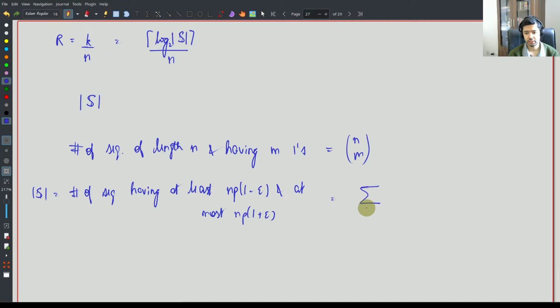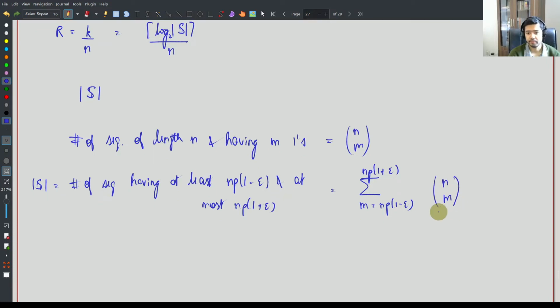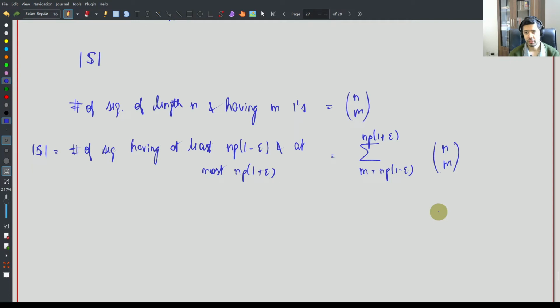So it is the summation, right? So m going from np(1 - epsilon) to np(1 + epsilon) of n choose m, right? Okay, so this is just a summation of binomial coefficients, right?